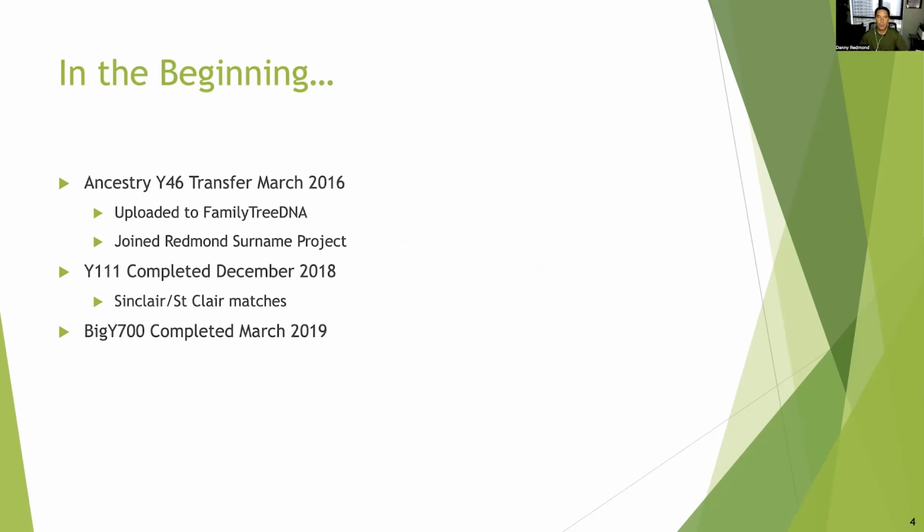Eventually I took the Y111 in December of 2018, and lo and behold, I had something like 30 plus Sinclair matches. That little light bulb went off, and I said, I wonder if I had a name change, and maybe that's why I'm having a struggle trying to get over my Joseph Redmond brick wall. After I got that result, I talked with Steve and realized he and I were cousins. It didn't take much convincing, and I went ahead and took the Big Y 700, and it was completed in March of 2019.